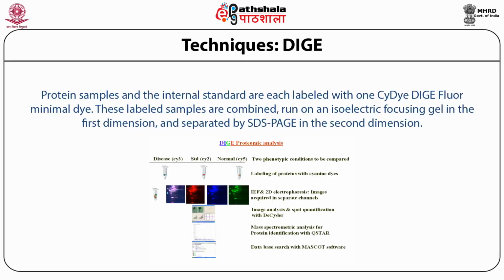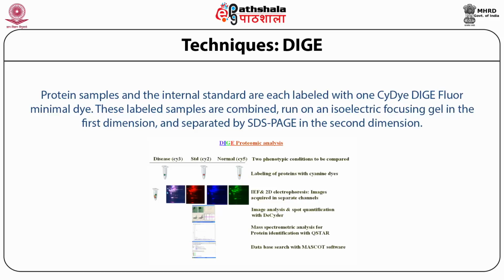After labeling, the proteins are mixed and subjected to isoelectric focusing, equilibration, and SDS PAGE. At the end of the SDS PAGE, the gel is now scanned with different wavelengths to create different images of the proteins labeled with the 3 different dyes.